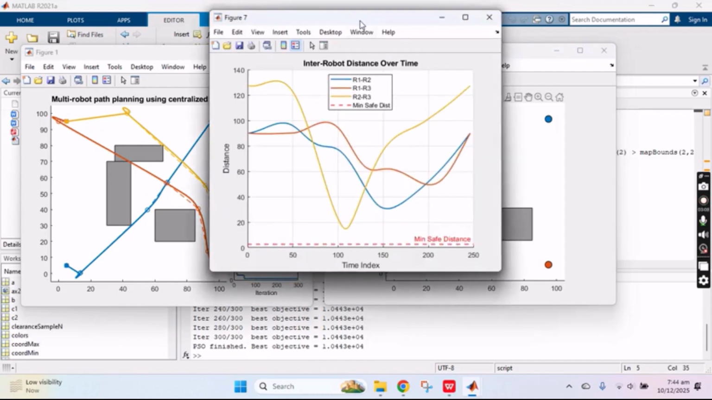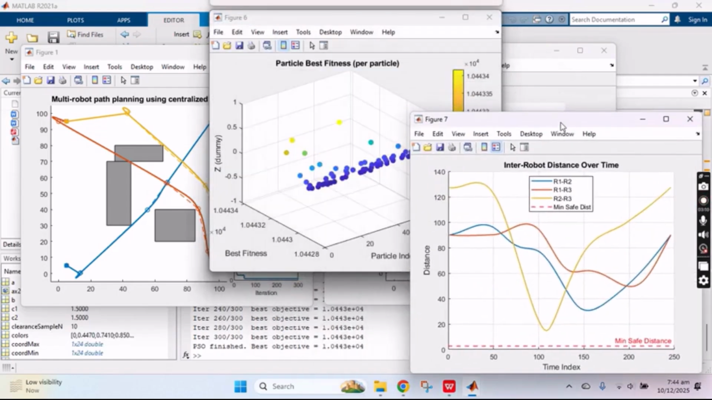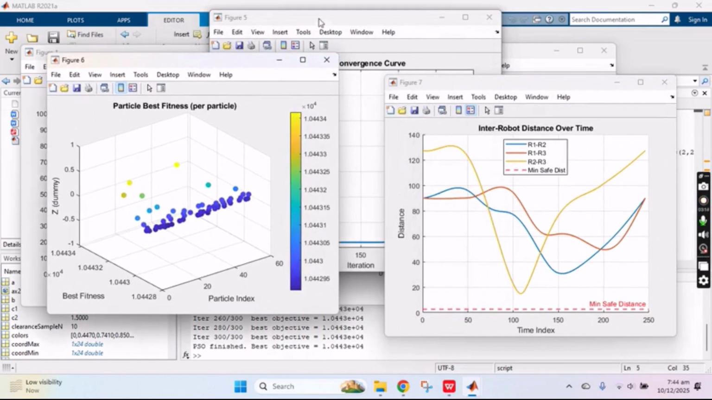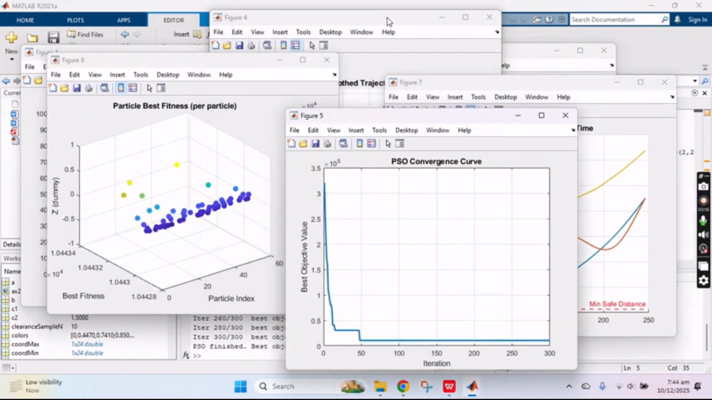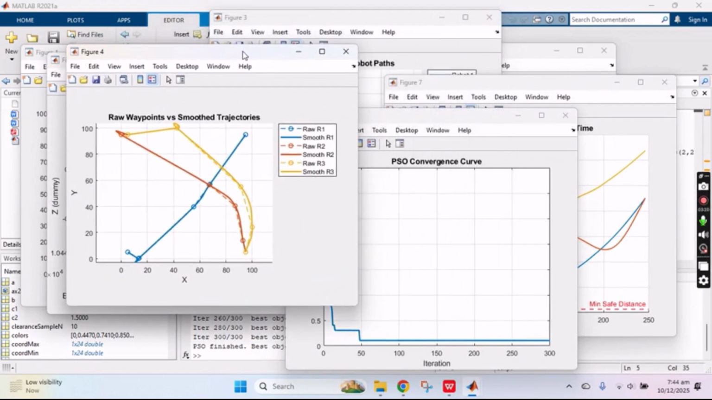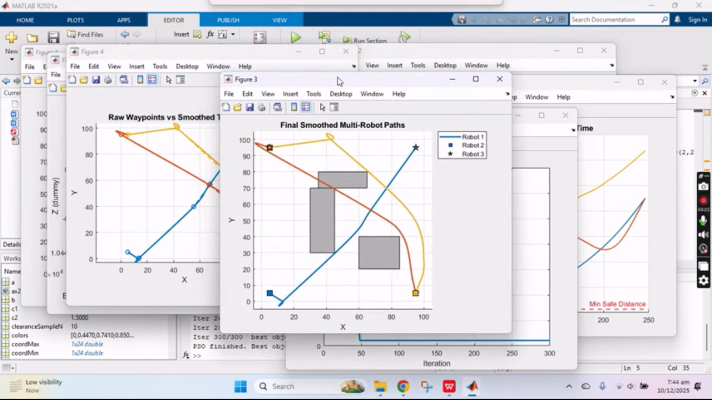So here is the inter-robot distance over time with the particle best fitness, as well as the PSO convergence curve, raw points with the smooth functions, and the final smooth multi-robot paths.